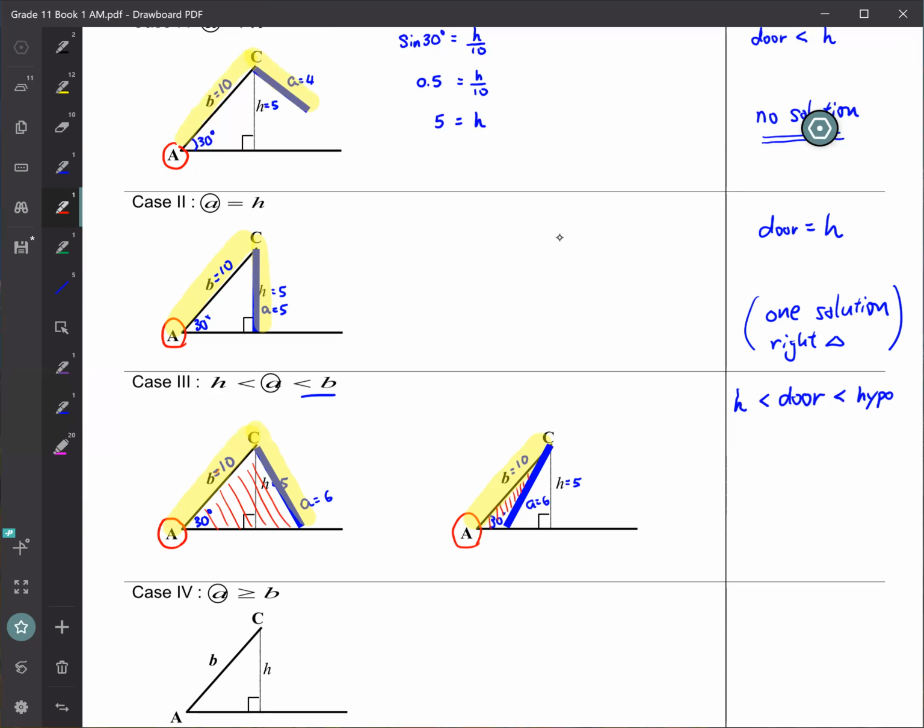So depending on the length of the door, you could also have 2 triangles. This will be the third side. It's still keeping 30 degrees, 10 and 6, but you get 2 different shapes. So this is when the door is in between height and hypotenuse. This one is called 2 solutions.